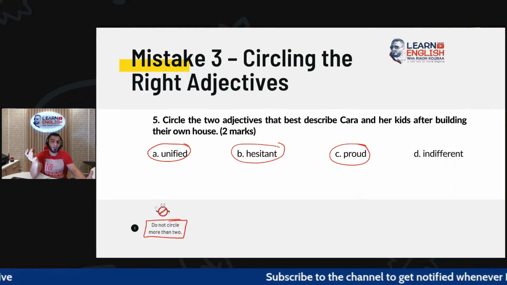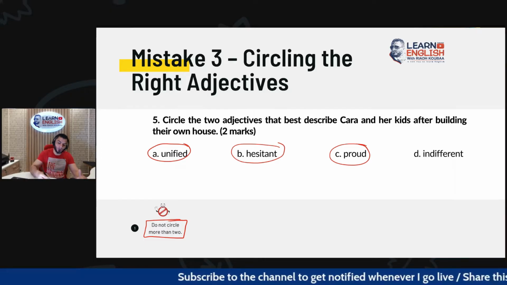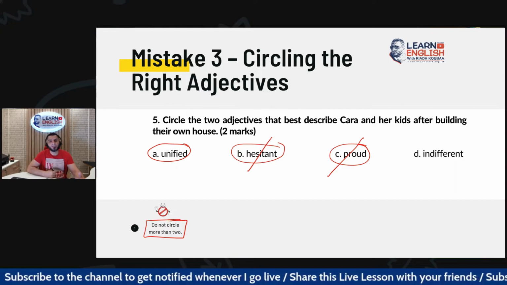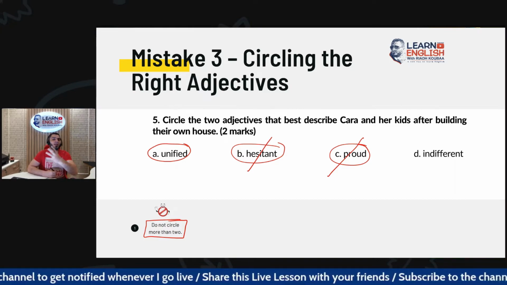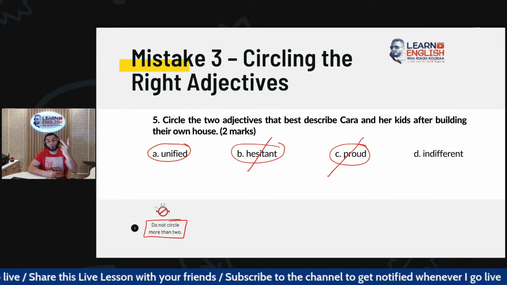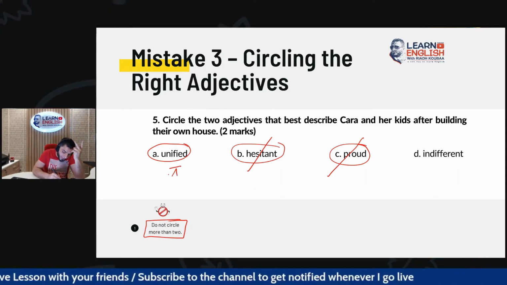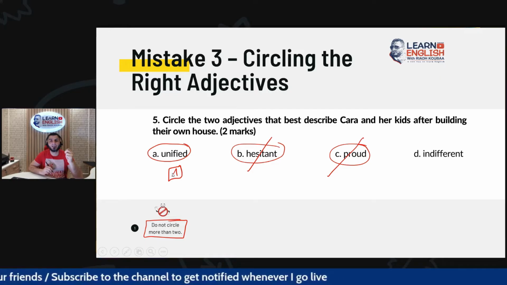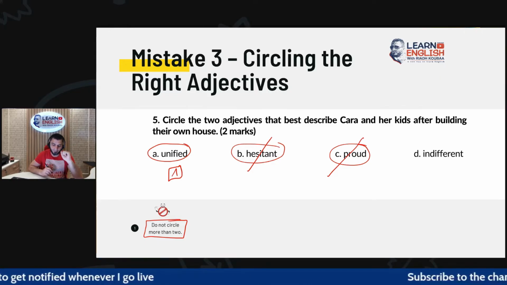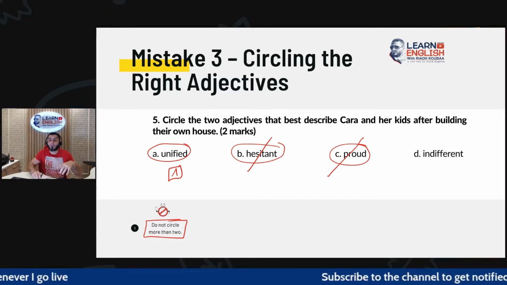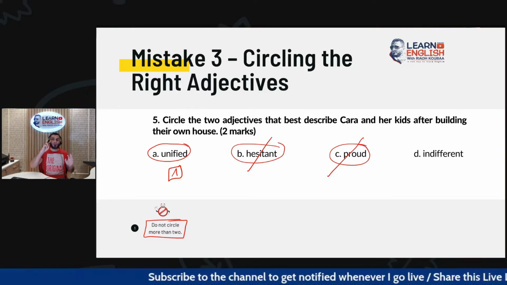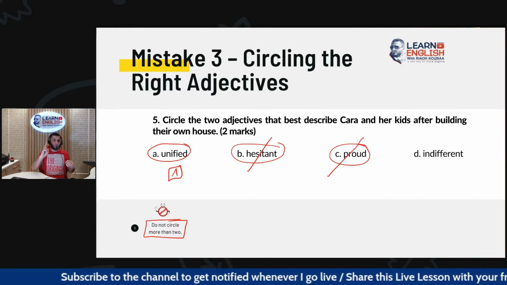But how do we correct this type of question? Of course, one wrong answer will eliminate one correct answer. So instead of getting 2 marks, you will only get 1 mark. Okay? So next time, don't be so smart. Okay? We are probably smarter than you are. So please circle 2 adjectives, just 2 adjectives.